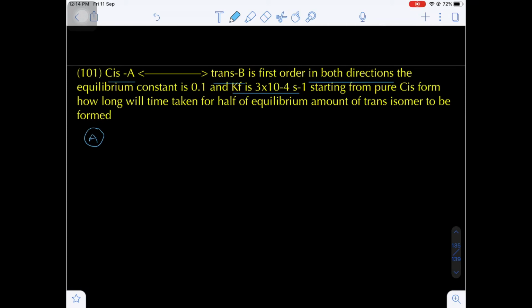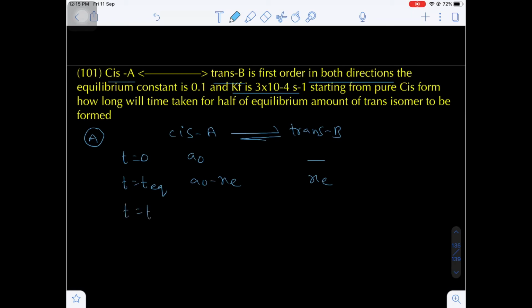With the help of rate constant units also we can identify the order of the reaction. Starting from the pure cis form, how long will it take for half of the equilibrium amount of trans isomer to be formed? That means you have cis isomer and trans isomer, cis A and trans B. Are you getting my point? Now in the beginning you are taking only cis isomer. That means what is the concentration of cis isomer initially? Let's suppose A0, and trans isomer will be 0. When the system attains equilibrium, A0 minus Xe is the concentration of cis isomer and Xe will be the concentration of the trans isomer. Are you getting my point?